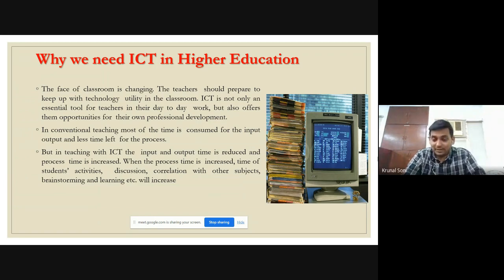Right now, I am sharing this session on ICT tools. So for me, it is also a challenge that I should not share anything which is not appropriate, which is wrong, which is not up to the mark, right? So ICT is not only an essential tool for teachers in their day-to-day work, but it also offers them the opportunity for their own professional development, right?